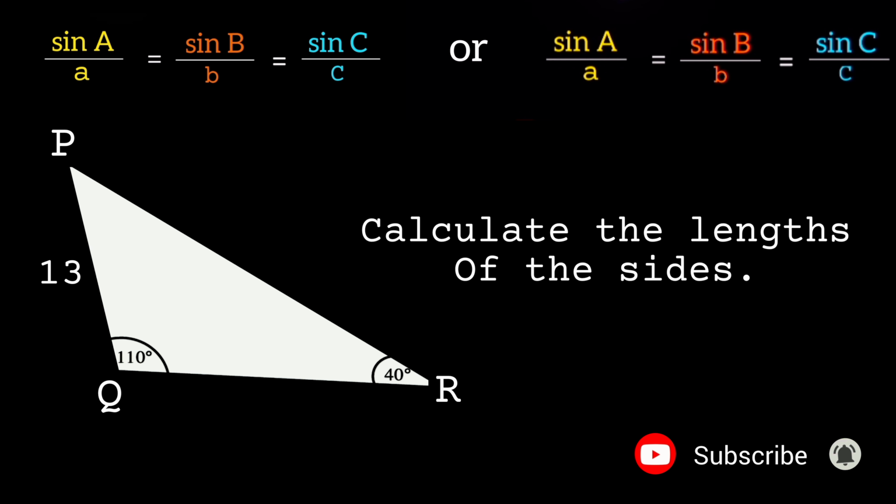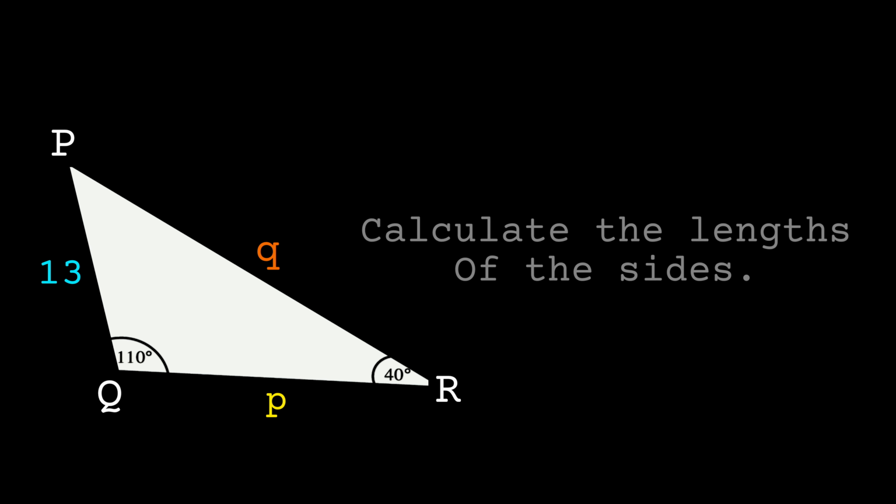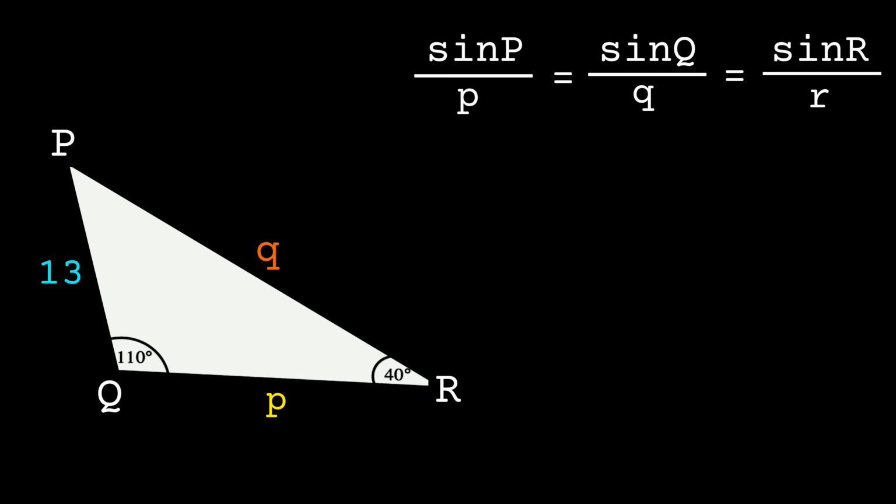We are looking for the length of the other two sides of this triangle, so that would be this side and this side. This is a lowercase p, this is a lowercase q, and this is a lowercase r. So the sine rule formula for this triangle is sine P over p equals sine Q over q equals sine R over r. We are not given the size of angle P, but we know that the sum of the angles in a triangle adds up to 180 degrees.